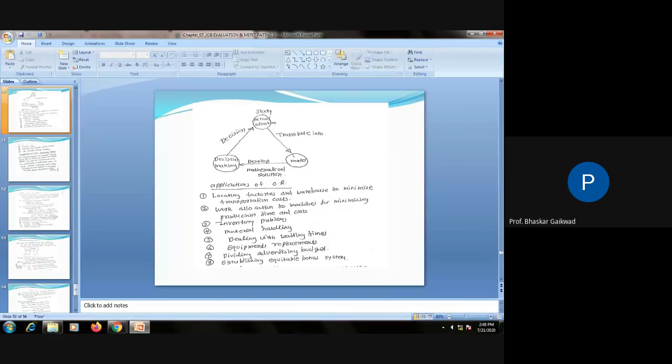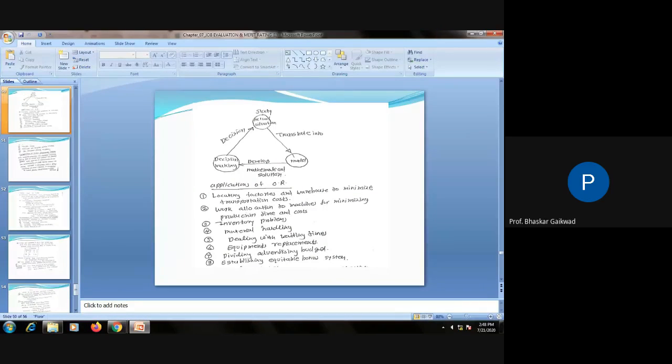Dealing with waiting times. Suppose a queue is there, and if a queue is there, then unnecessary time will get wasted. To avoid this queue, what actually will we have to do? These techniques we get from OR. Equipment replacement. An old machine is replaced by a new machine. To take that decision, we require the knowledge of OR.